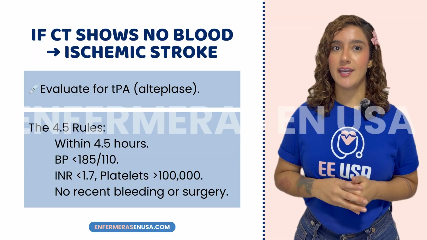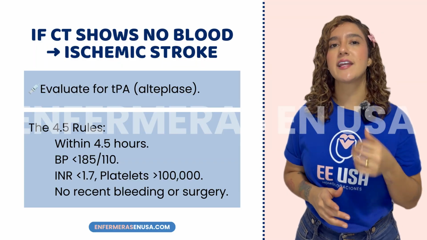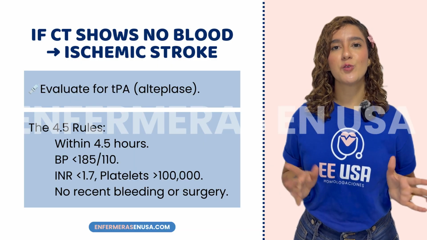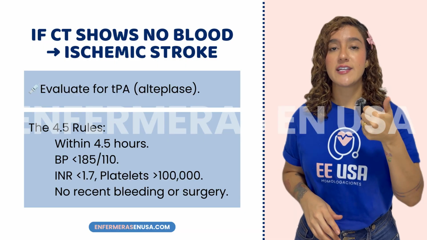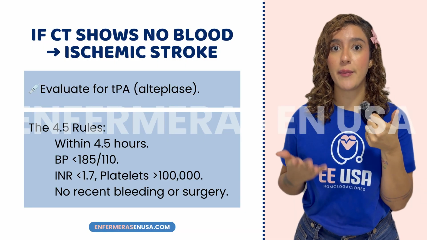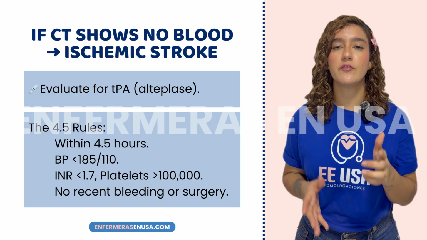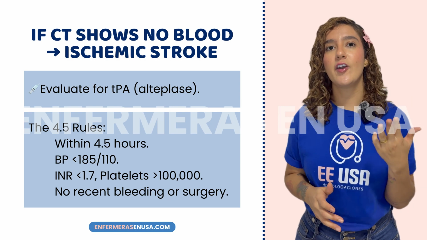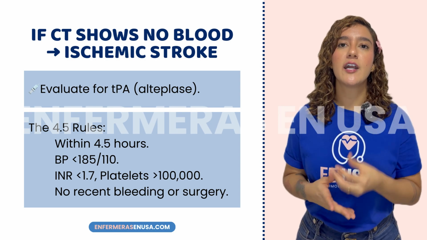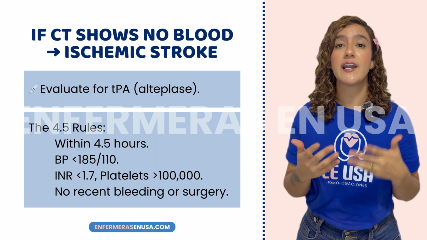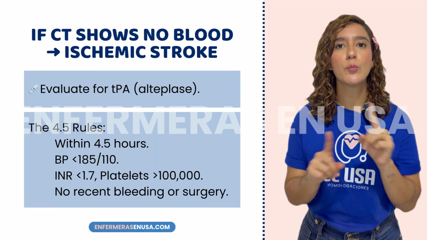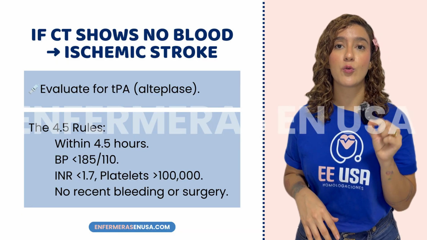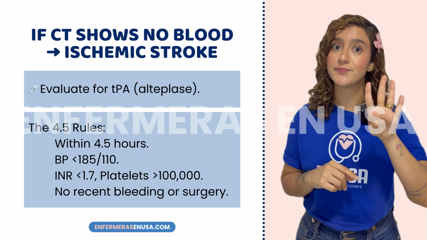What if it's ischemic? If the CT shows no blood, it is an ischemic stroke. Now you check if the patient can receive alteplase. Easy rules, the 4.5 rules. First, time, within 4.5 hours of symptom onset. Second, blood pressure, below 185 over 110 millimeters of mercury. Third, normal coagulation, INR less than 1.7 and platelets more than 100,000. And fourth, no bleeding or recent major surgery. The memory trick, 4 T's for 4.5 hours: time, tension, test, and trauma.